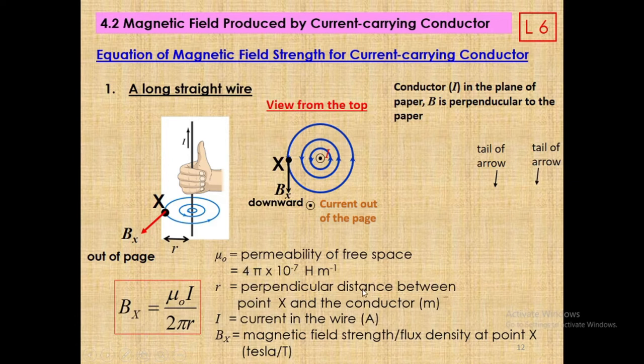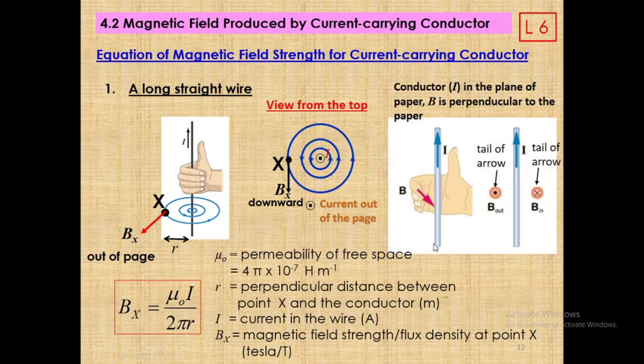R is the perpendicular distance between the point X and the conductor. So this is the radius, and it must be perpendicular. I is the current in the wire, in the unit of ampere. And Bx is the magnetic field strength or flux density at the point X, in unit Tesla.